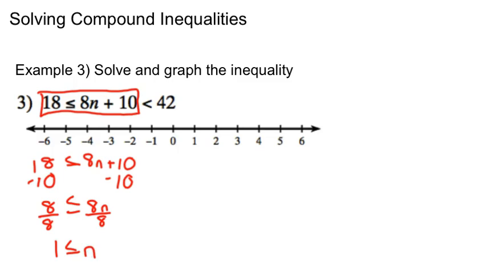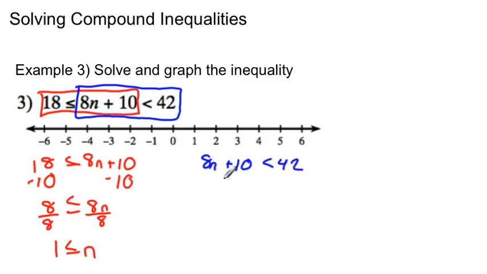Now, I need to find the second part of my inequality. The way that I do this is to take, starting again from the left, past the first inequality, and then take all the rest of it. So notice that middle part gets used twice. Once with the left half and once with the right half. So my second inequality would be 8n plus 10 is less than 42.